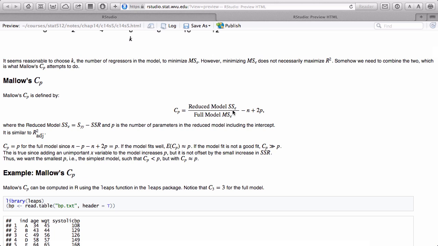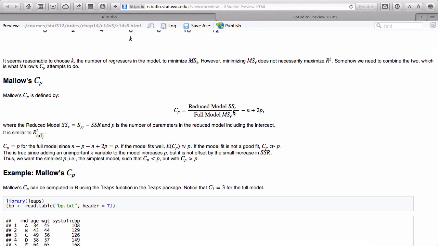But if it only gets a little bit smaller, in other words, if I add a new x, and that new x explains almost no variability, then you won't reduce the sum of squares due to error very much. So the numerator will barely reduce. On the other hand, the 2p will increase. And so again, you can view the 2p as a penalty term. And so what we'd like to do is, you might say, well, I'd like to minimize Cp, which I think is basically what the book says.